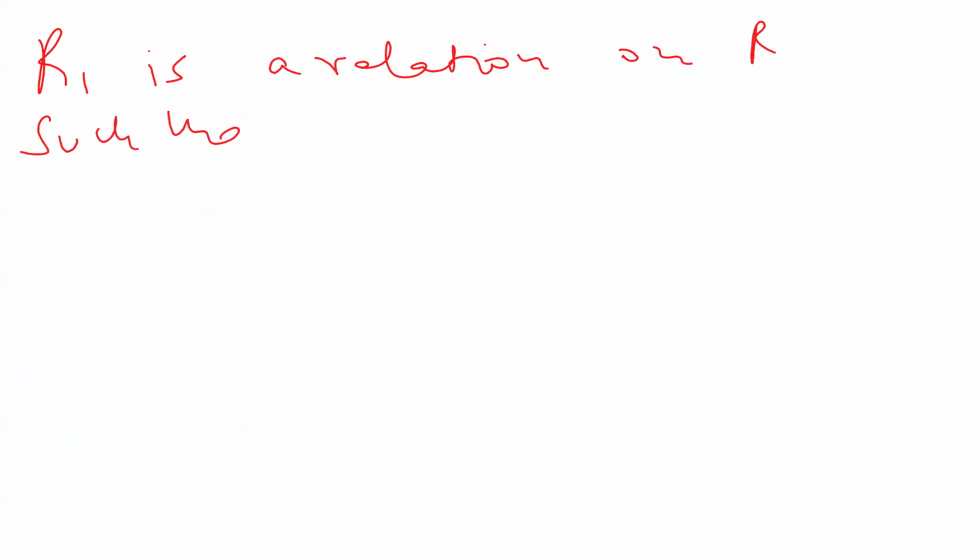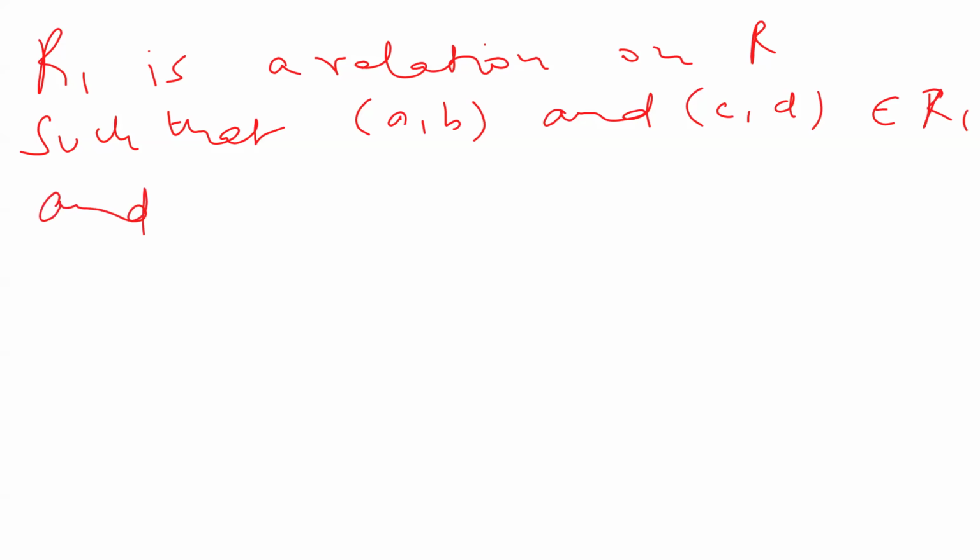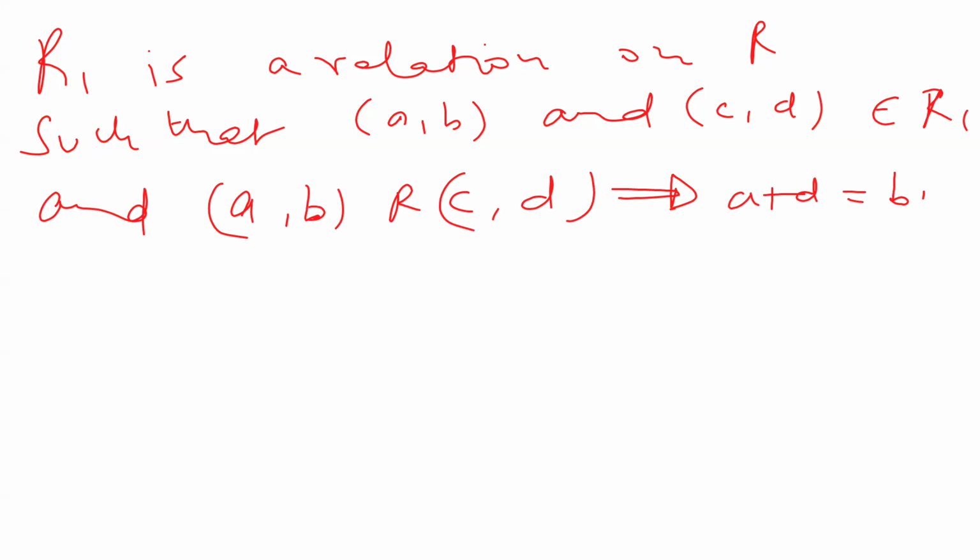Next example. R1 is a relation on, let's say, real numbers such that A comma B and C comma D belong to R1, and A comma B relates to C comma D implies A plus D equal to B plus C. The meaning of A comma B relates to C comma D is A plus D equal to B plus C.